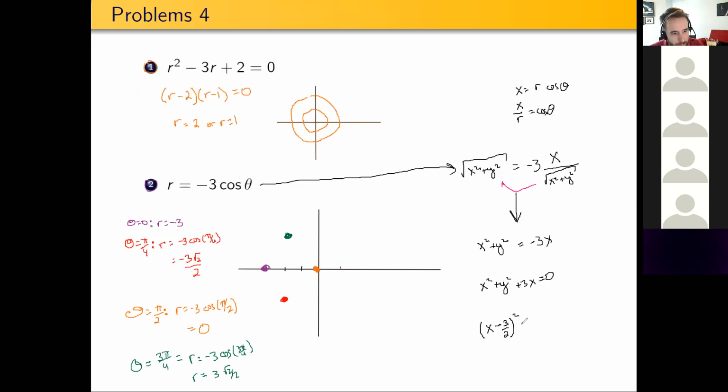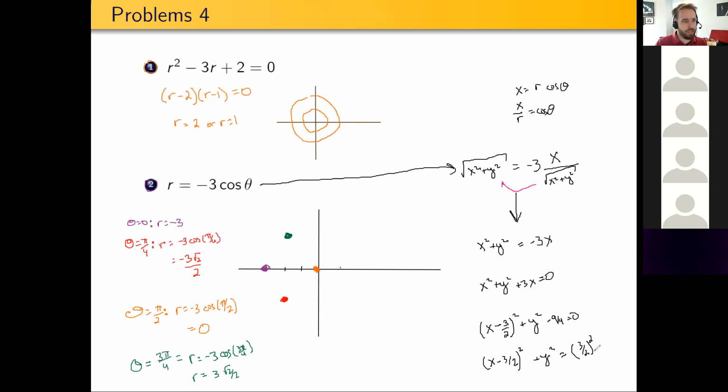squared plus y squared minus 9/4. Is that right? Equals 0. I'm possibly making a small mistake here. Oh, no. I think this is okay. So (x minus 3/2) squared plus y squared equals (3/2) squared.